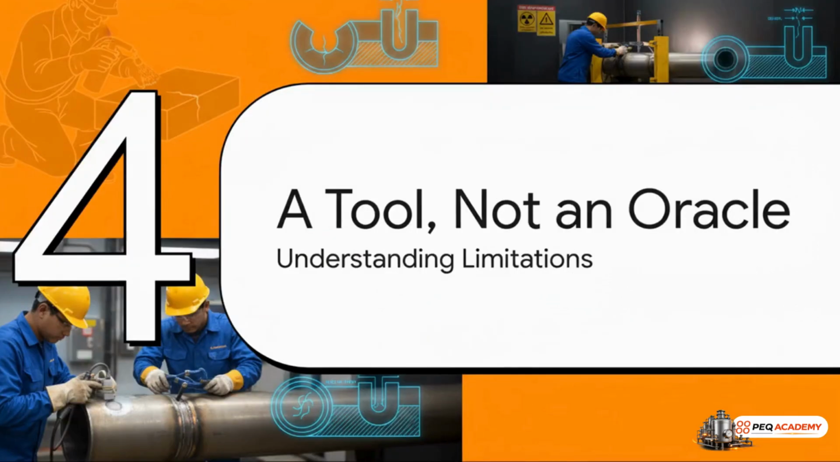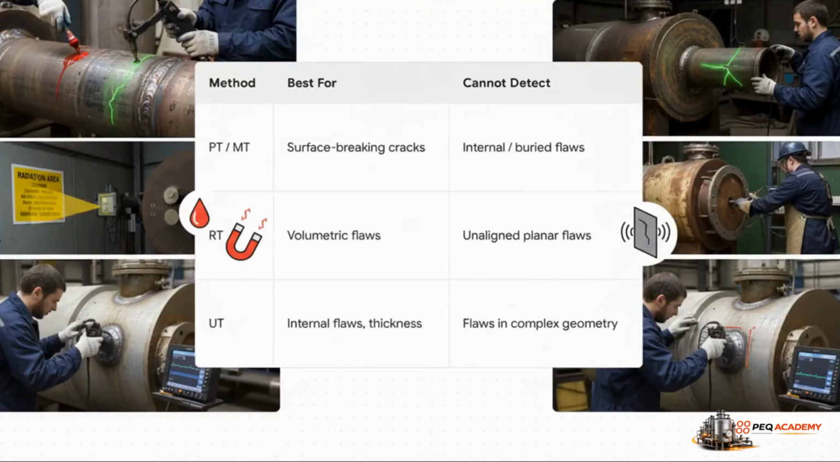And this brings me to what might be the single most important point of this entire talk. As amazing as these methods are, they are tools, not crystal balls. They're not magic. Every single one has limitations, blind spots, and if you don't understand what they are, you're going to get into trouble. Just look at this. It's all about trade-offs, right? PT and MT, fantastic for cracks on the surface, but they are completely 100% blind to anything buried inside the metal. Can't see it, period.